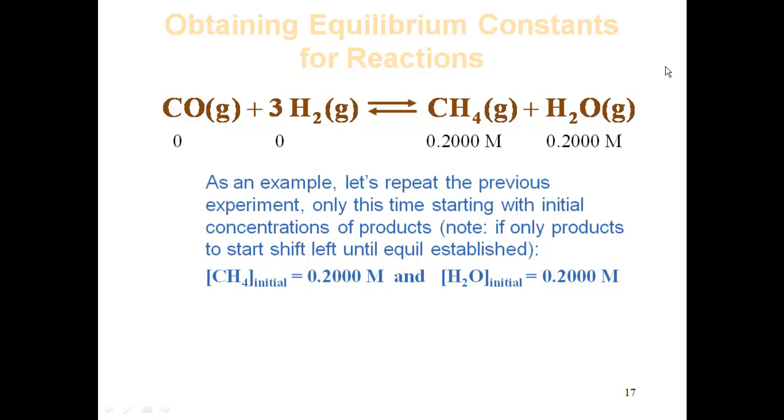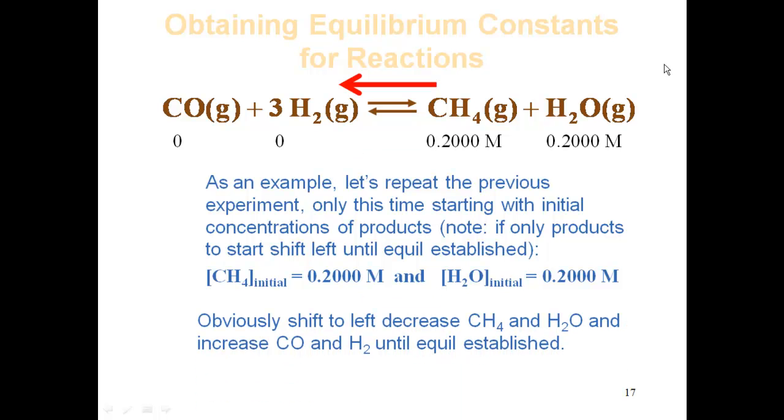It's going to have to go to the left until I reach equilibrium again, which means basically the concentration of my methane is going to go down, my concentration of water is going to go down, concentration of hydrogen is going to go up, concentration of CO is going to go up until I reach that point that my forward reaction equals my reverse reaction.